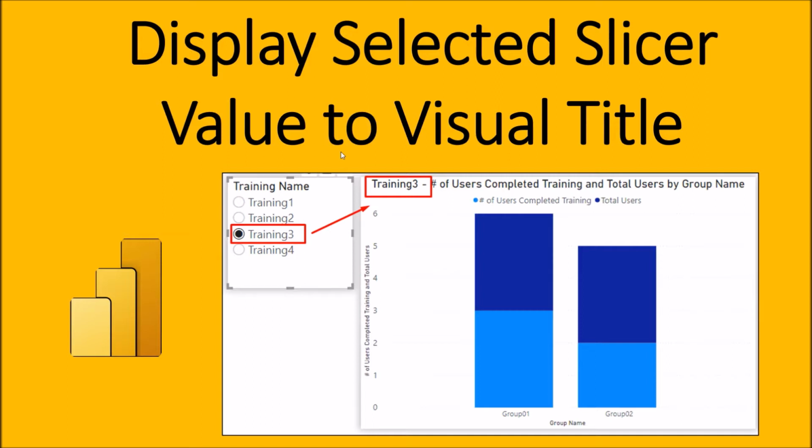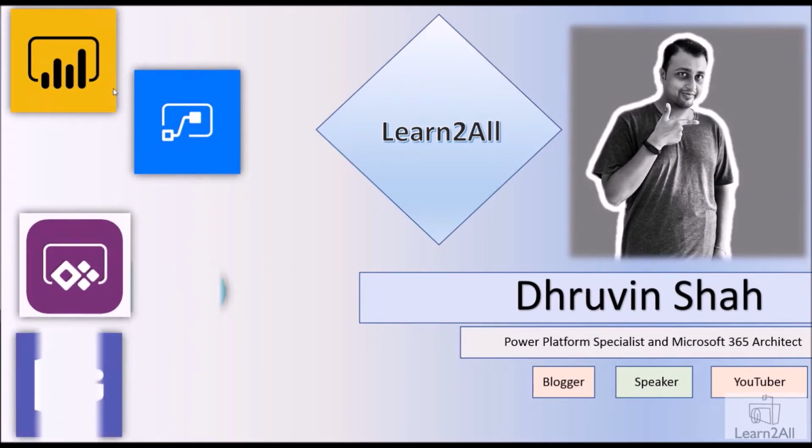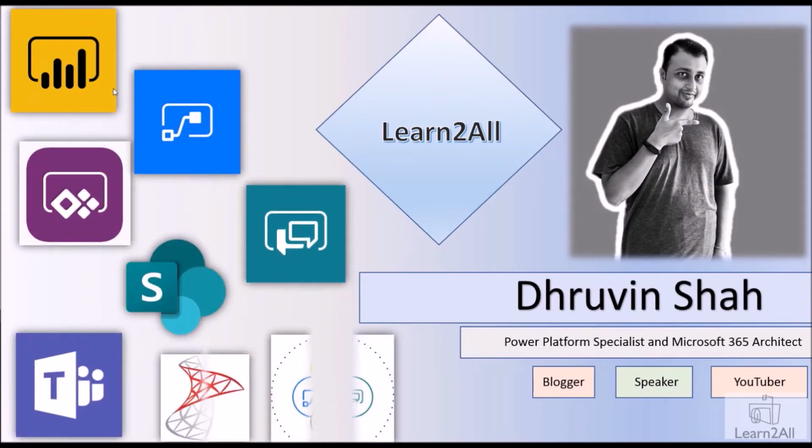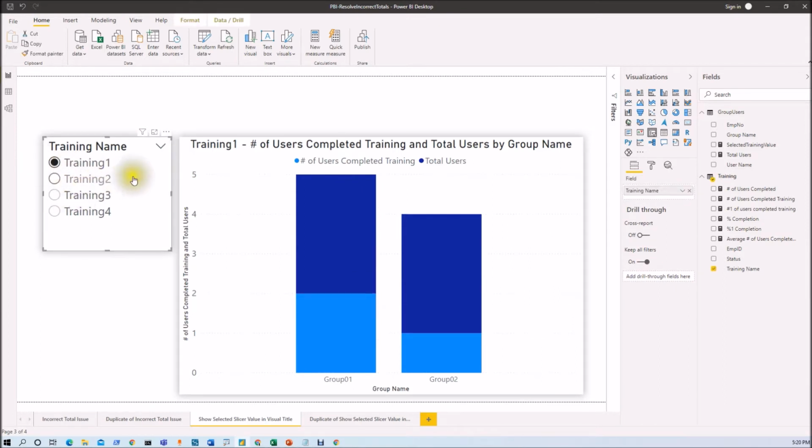So without wasting much time, let's get started with the development part. Here I am on my machine, and here you can see that I have prepared one Power BI report. Here I have one slicer for training name where I can filter my data based on the training. Now what I want to do here is, let's say for an example, I am selecting any of the training from here. So basically I just wanted to change the title for this visual dynamically.